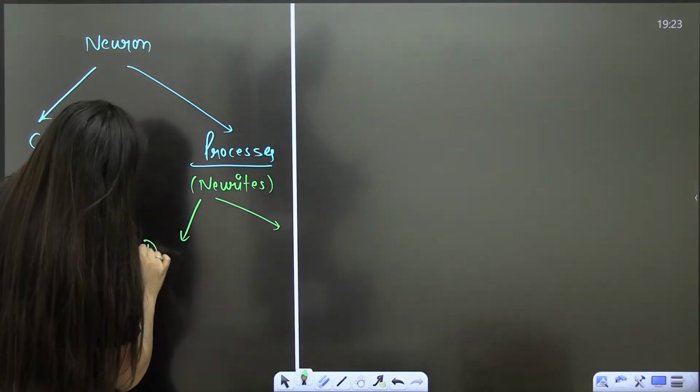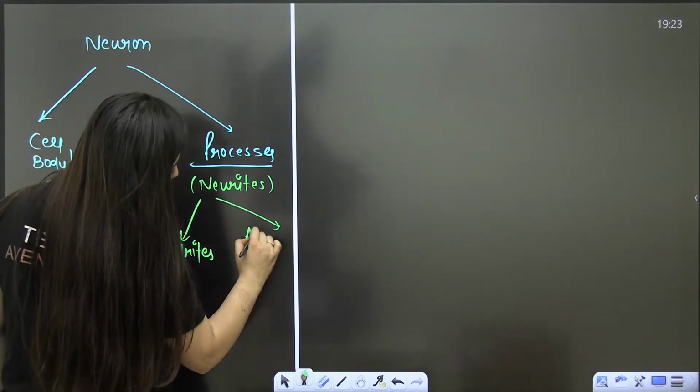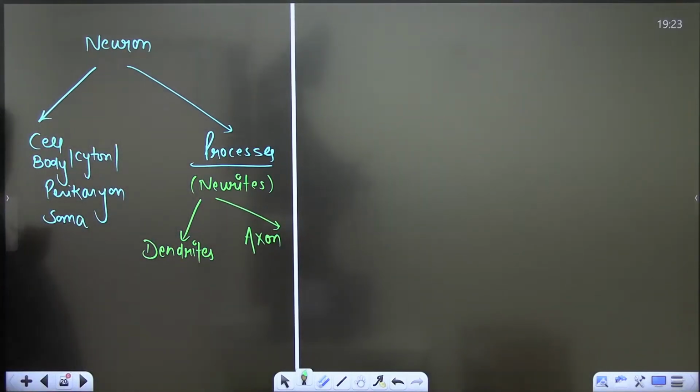Actually, what are we talking about here? We are talking about the dendrites, again a plural word, and we are talking about the axon. So process of neuron is neurites, right? So here you are talking about the dendrons, dendrites, and axon. Is that clear?